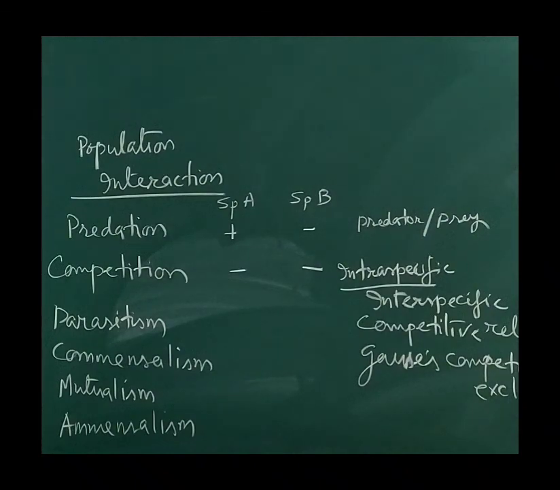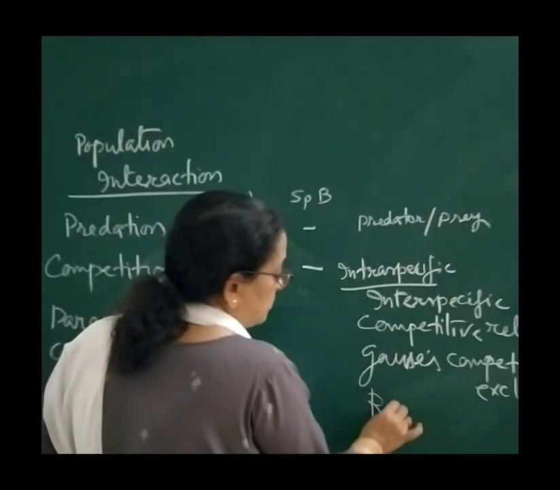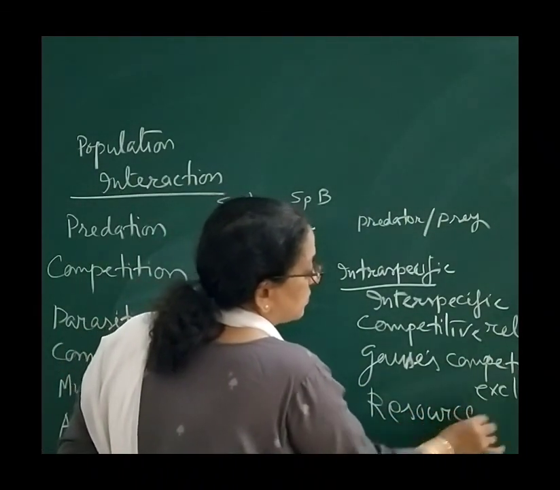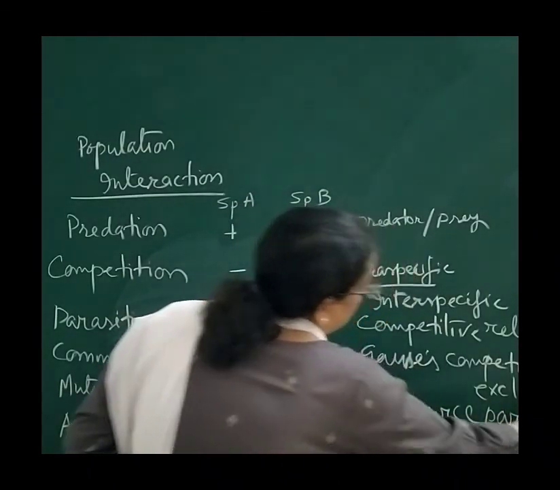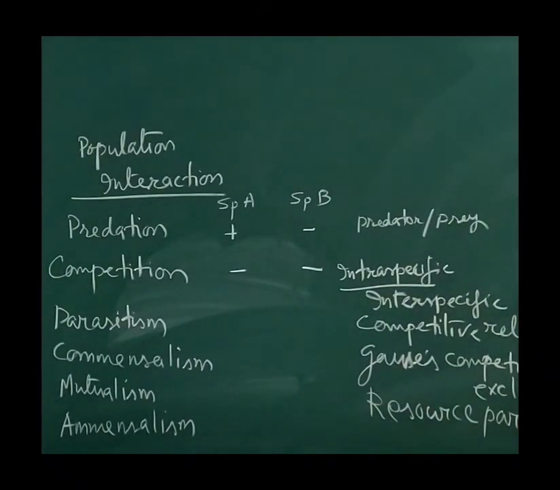The competitive exclusion principle states that two closely related species competing for the same resources cannot coexist indefinitely, and the competitively inferior one will be eliminated. Similarly, another term is resource partitioning. Resource partitioning is a mechanism evolved by competing species for coexistence. If two species compete for the same resource, they could avoid competition by choosing different times of feeding or different foraging patterns.